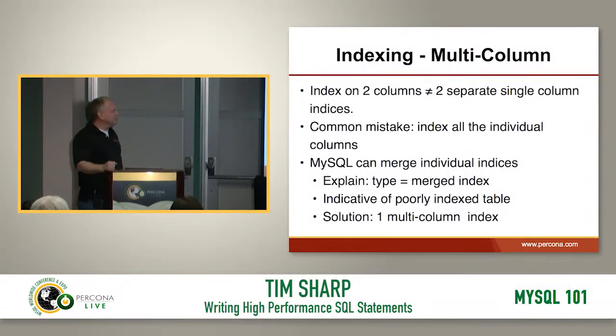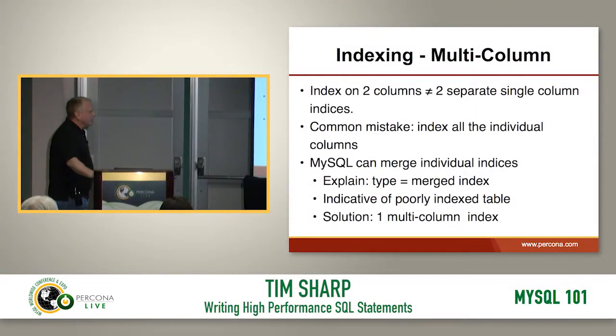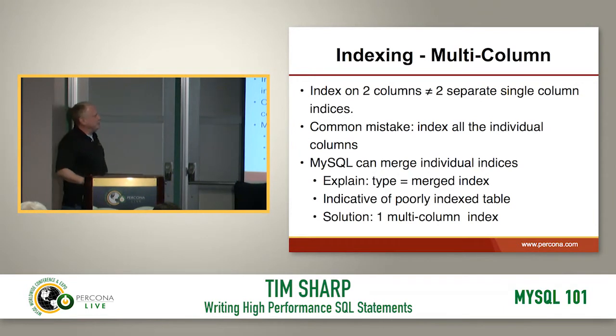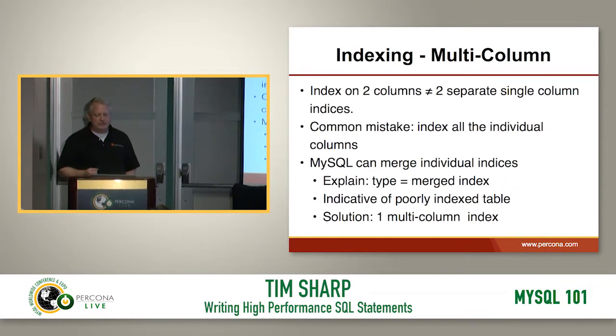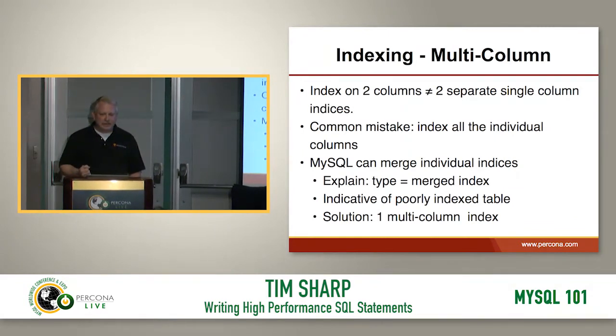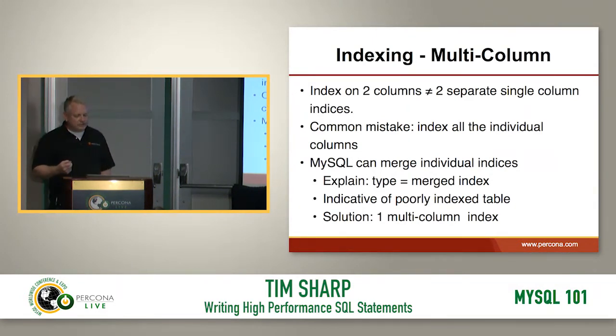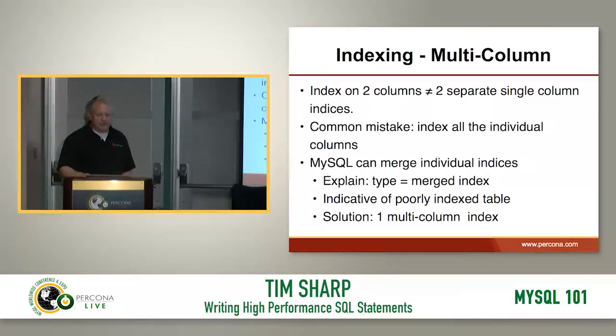Indexing on a multi-column index, indexing on 2 columns is not the same as indexing on 2 separate columns. A common mistake is to index all your individual columns. However, with the MySQL optimizer, if you do that, the optimizer is going to merge your indexes anyway. And in your explain statement, you'll see that it's a merged index. If that's the case, you may want to relook at your query to make sure that it's properly indexed. And maybe a single multi-column index would be a better solution for you.